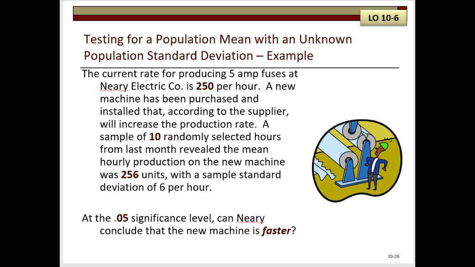Here's another example of testing the population mean with an unknown population standard deviation. The current rate for producing 5-amp fuses at Neary Electric Company is $250 per hour. A new machine has been purchased and installed that, according to the supplier, will increase the production rate. A sample of 10 randomly selected hours from last month revealed the mean hourly production on the new machine was 256 units, with a sample standard deviation of 6 per hour. At the 0.05 significance level, can Neary conclude that the new machine is faster?